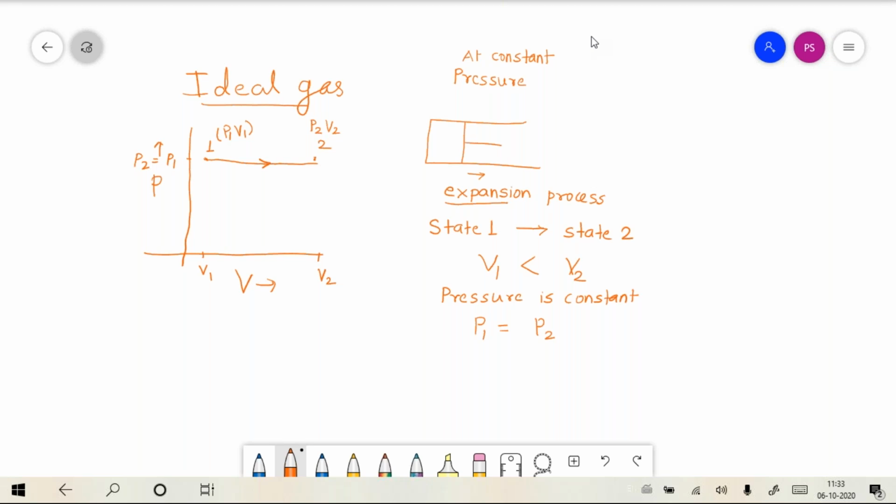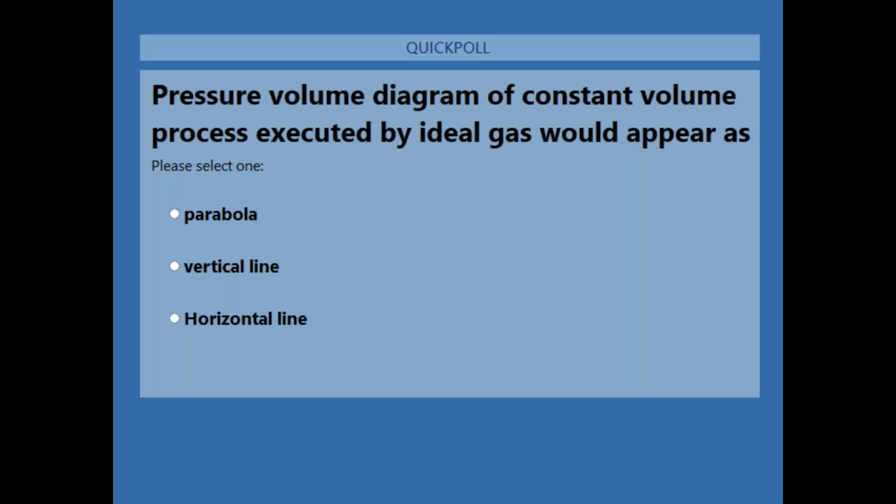Let me just check whether you have understood this or not. Let me ask you another question, a very simple question. So let us see whether you understood or not.